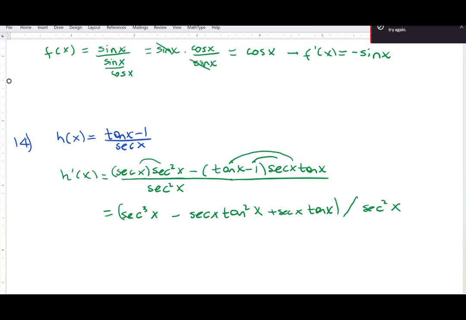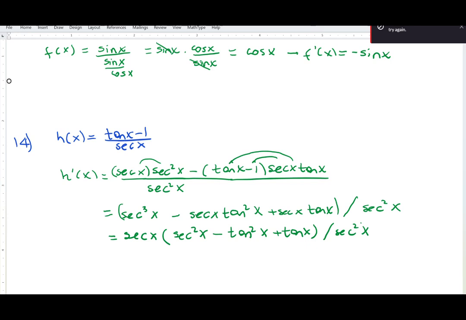Simplify it. I'm going to take a secant x from all three terms on the top. Okay, so let me do that. So secant x times, so then I have secant square minus tangent square plus tangent x, divided by secant square of x.